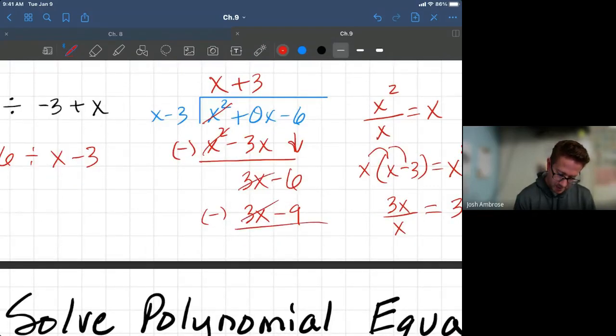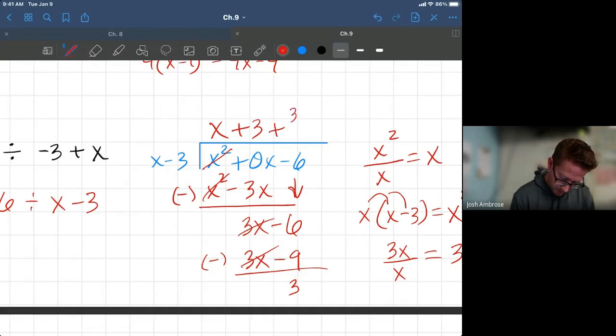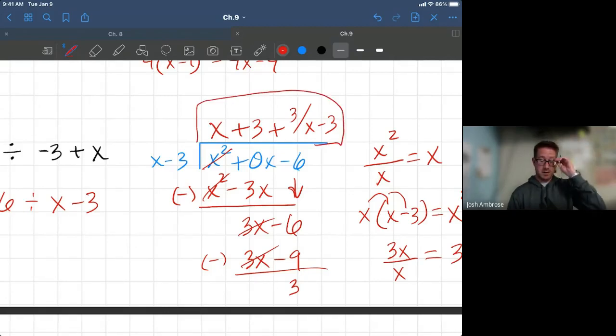Cross it out, cross it out. -6 minus a -9. Think of this as -6 now plus 9. Because of those negative signs, it's going to be 3, positive 3. So then our remainder being a positive 3 means we're going to say plus 3 over x minus 3, which is the binomial. And there's our answer right there.